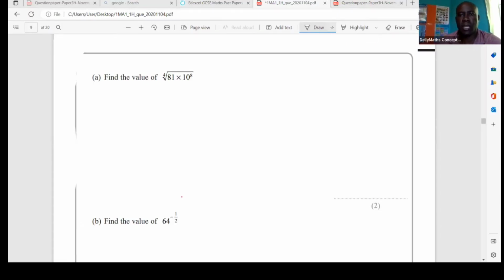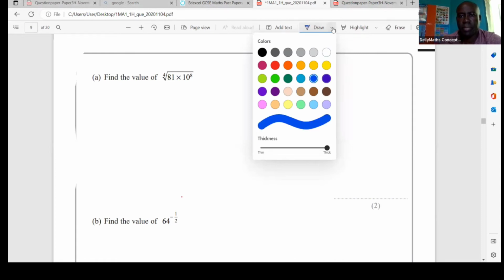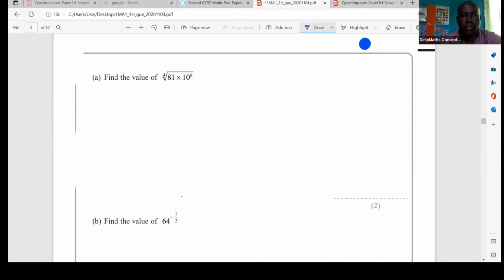What we're looking at today is a GCSE paper. We're looking at some exponential questions quickly. Number one says here, find the value of the fourth root of 81 times 10 to the 8th. So what we can do here is to understand what the fourth root really means.